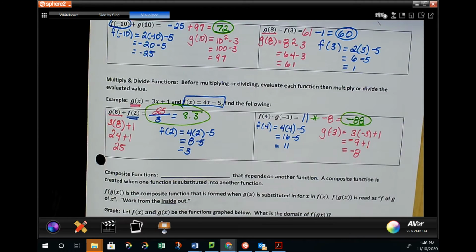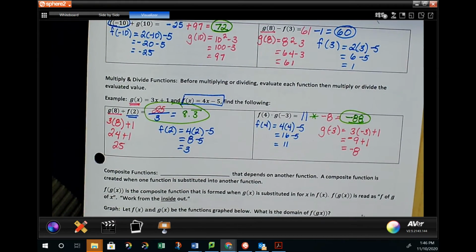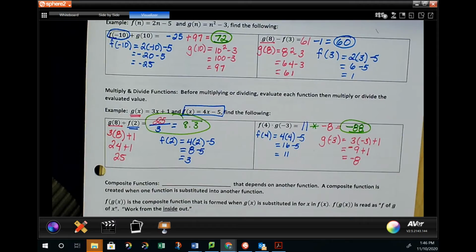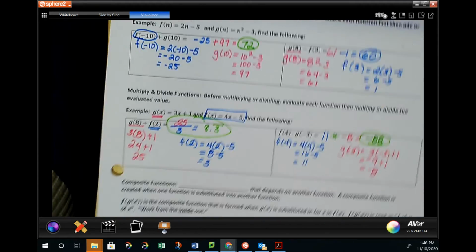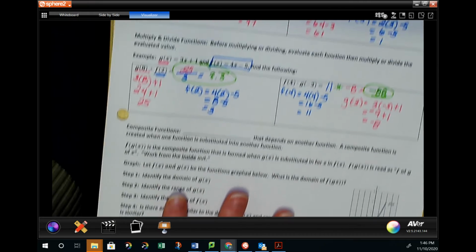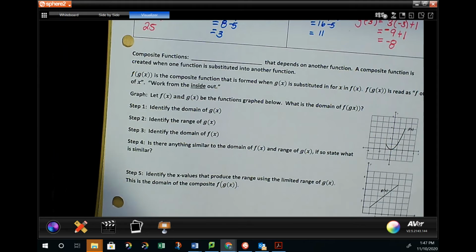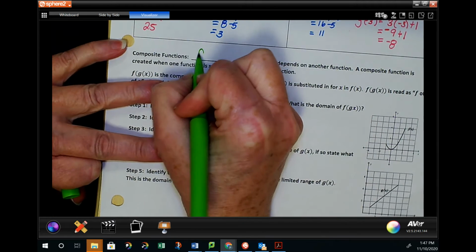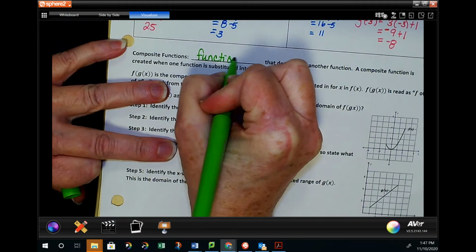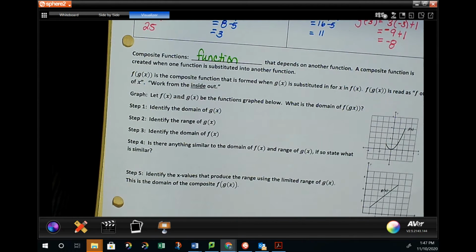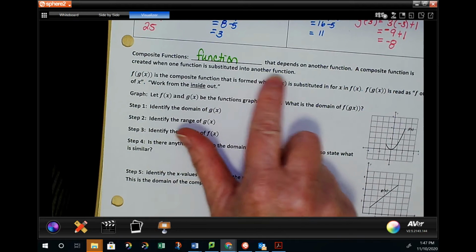Okay, so now we're going to talk about what it means to actually go through and do a composite function. So a composite is way different. Composite functions are going to be a little bit different here. This is where you're going to look at a function that depends on another function. So a composite function is a function that depends on another function, and that's created when one function is substituted into another.